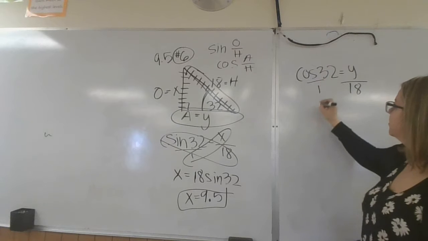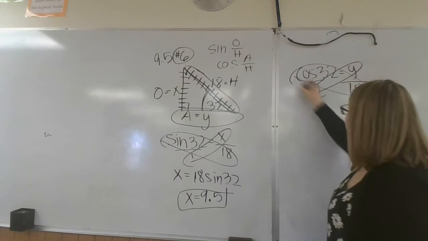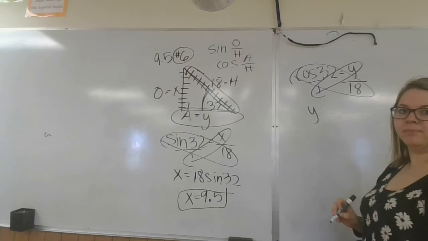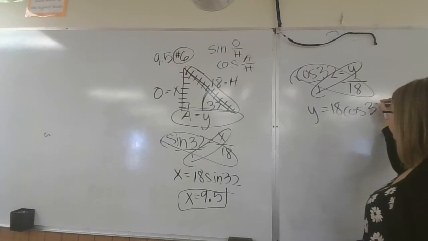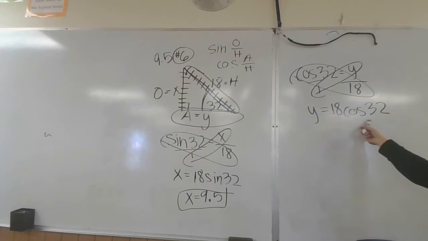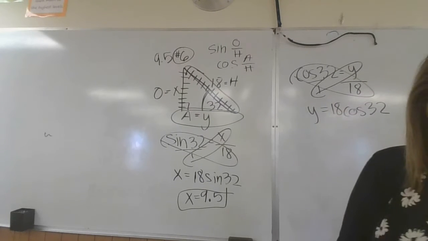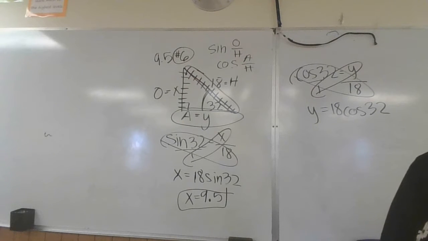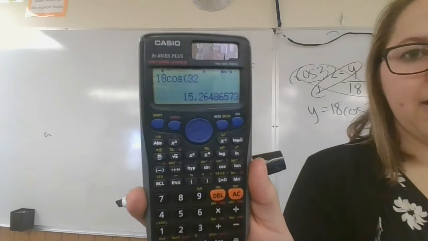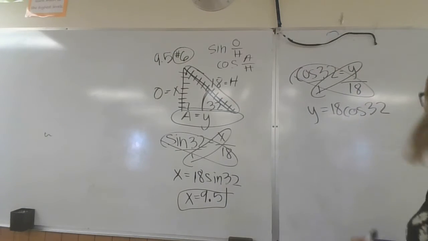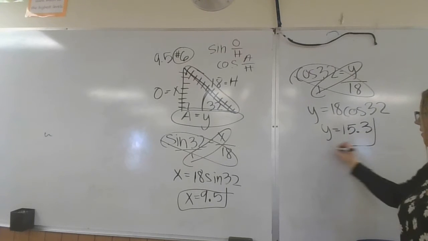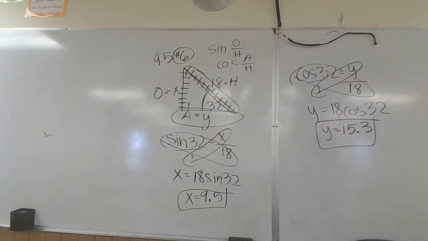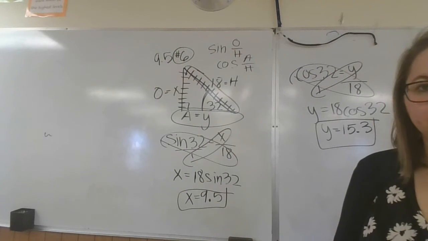I can put this over 1, cross multiply. Y times 1 is just y, equals 18 times cosine of 32. Now again, I just put this in my calculator right here and I get my answer. So when I do that, 18 cosine 32, here it is in my calculator, I get 15.3. I round up. So y equals 15.3. And you're done. This is the exact same for number 7.